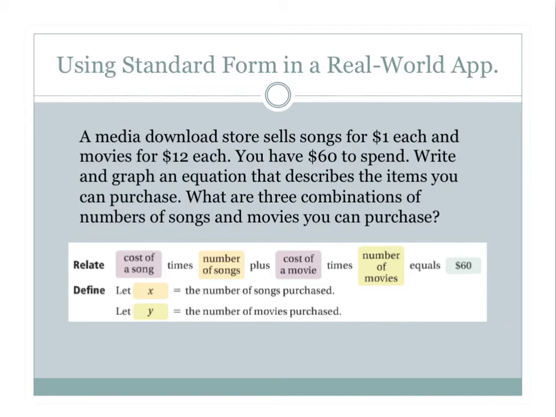A media download store sells songs for $1 each and movies for $12 each. You have $60 to spend. Write and graph an equation that describes the items you can purchase. What are 3 combinations of numbers of songs and movies you can purchase?